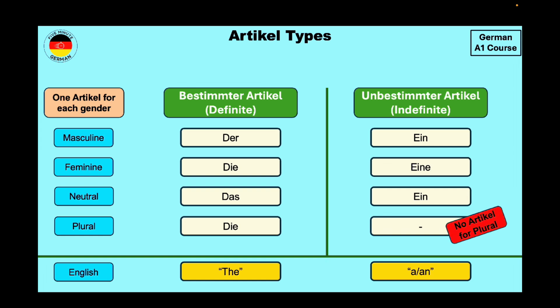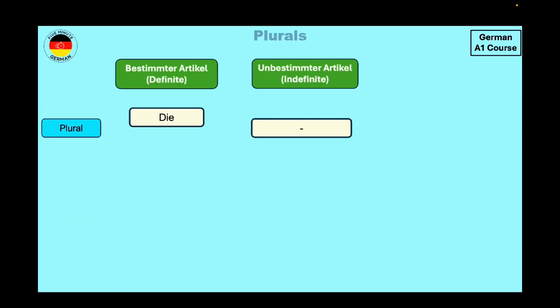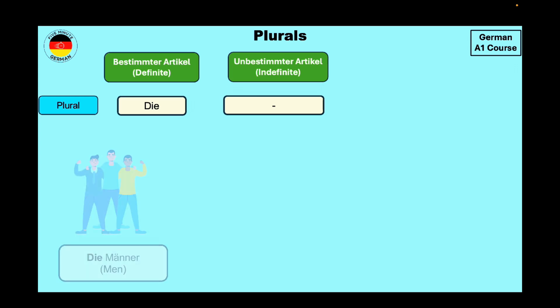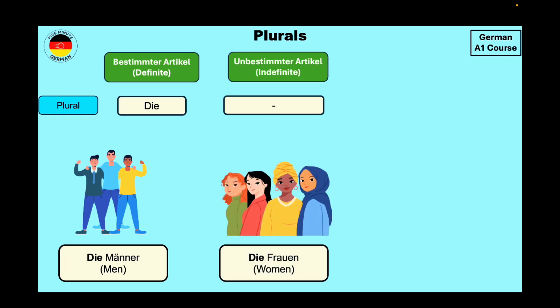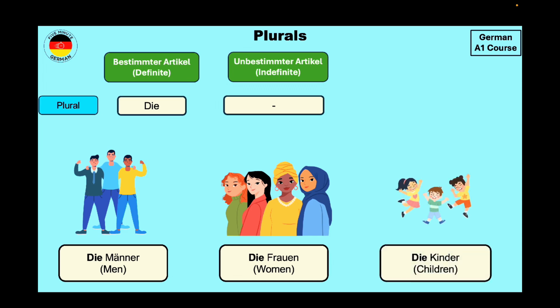So if we take a look at English, then we never say a books or a houses. We always say the books or the houses. So that's why there will be no unbestimmter article before a plural noun. Now let's take some examples for this. So in the masculine case, it will be die Männer, which is the plural for Mann. In the feminine case, it will be die Frauen, which is the plural for Frau or women in English. And in the neutral case, it will be die Kinder or the children.